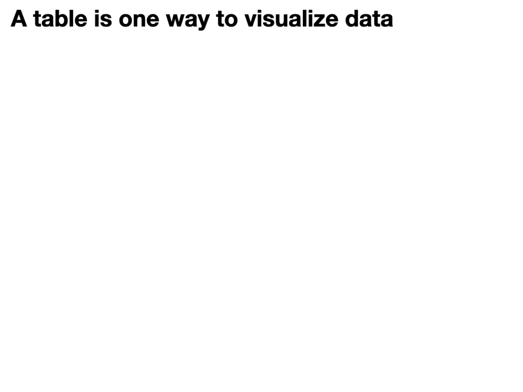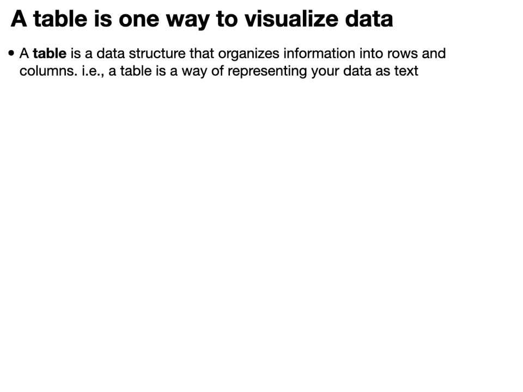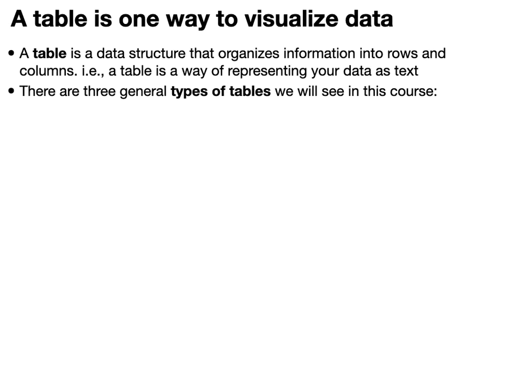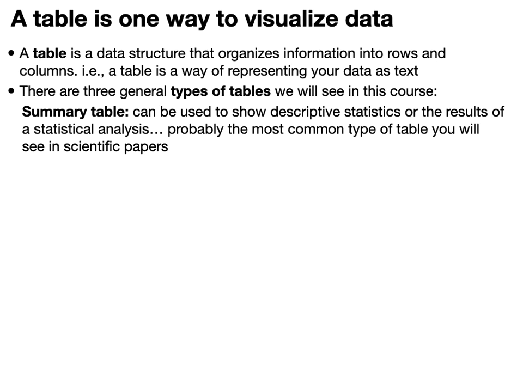And we'll start with types of tables. Okay, so a table, it's kind of funny to think of it as a visualization because it's not very visually appealing. But a table is just a data structure that organizes information into rows and columns. So instead of just showing someone your entire data set, which might not even fit on a page, a table is a way of summarizing, presenting a numerical summary in rows and columns. We're going to look at 3 types of tables in this course.